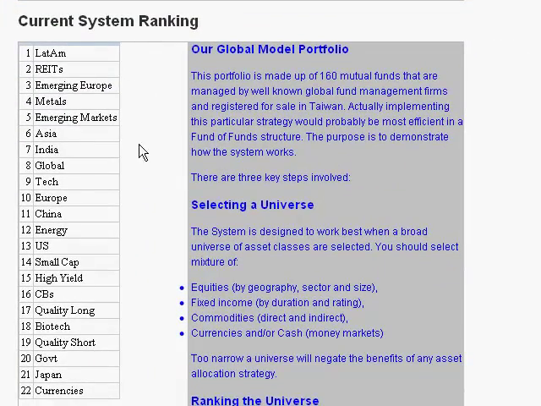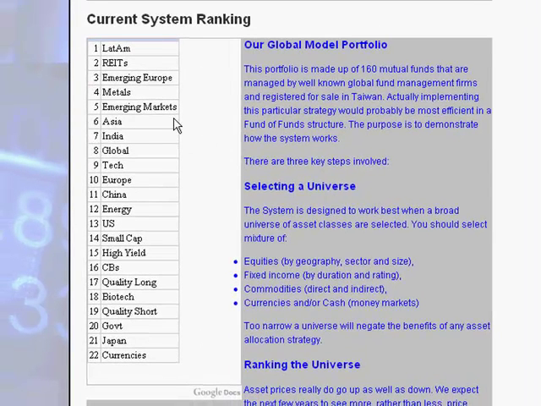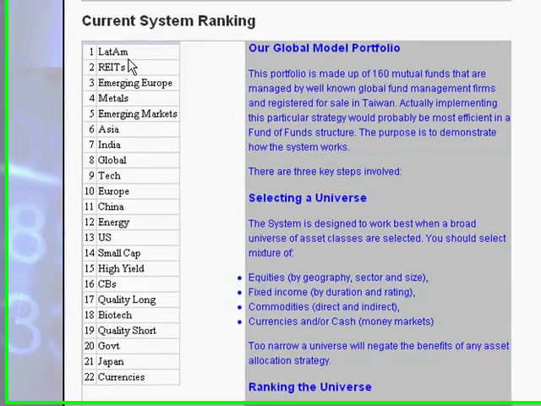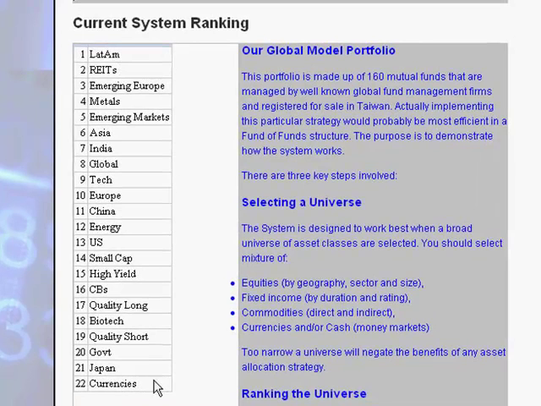This is the meat of the system right here, the current system ranking. What this is doing is taking all the assets. Now, in this case, it is fund sectors. It was a 165 fund portfolio divided into 22 sectors to give a nice broad feeling, and this is where we basically derive a lot of the comments from our newsletter. And it is ranking the assets from top to bottom. Currencies at the bottom is basically your cash portfolio.